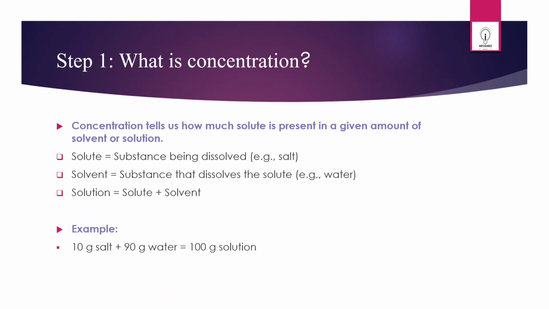So what is solute now? Solute is the substance being dissolved, the substance which dissolves, that is called solute. And what is solvent? The substance that dissolves the solute. And what is solution? Solution is solute plus solvent. When we mix a solute and solvent, it becomes a solution. For example, 10 gram of salt plus 90 gram of water is equal to 100 gram of salt water, that is 100 gram of solution.